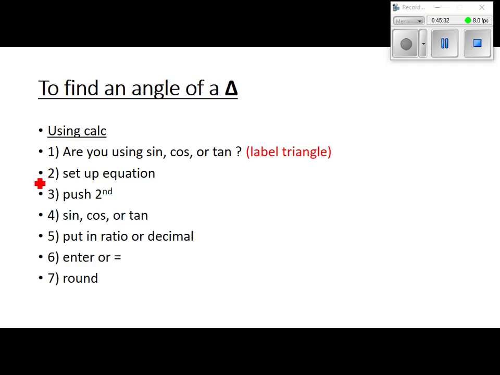All right, to find an angle, these are the steps to find an angle. Write that down. I'll give you a minute to write that down. This is using your calculator. I know none of you want to use the calculator to find the angle. You probably want to use the chart.